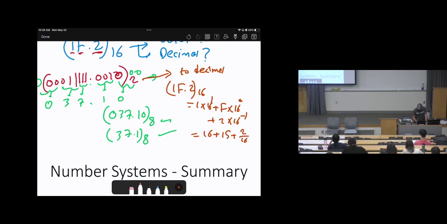Then it's going to be 31.1 over 8, 0.125. Let me see. 31 plus 0.125. Yeah. Then it's going to be 31.125. This is in decimal. Okay? Any questions?